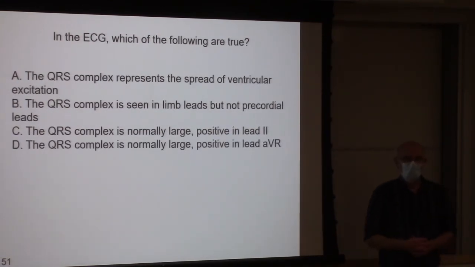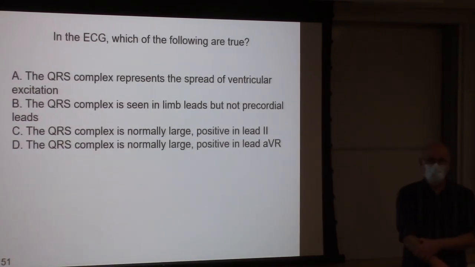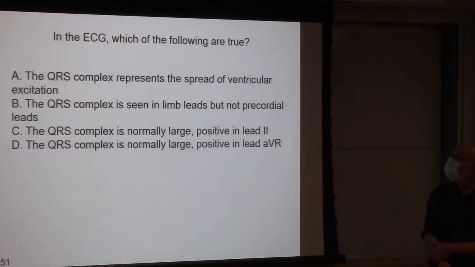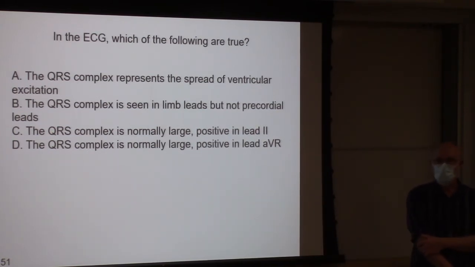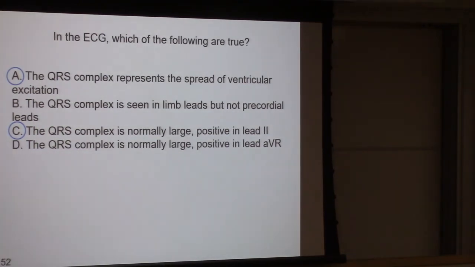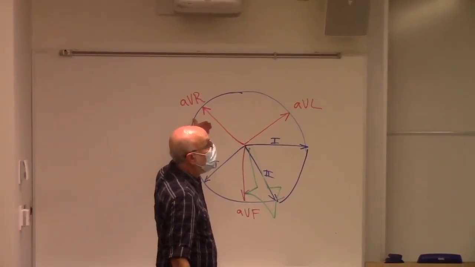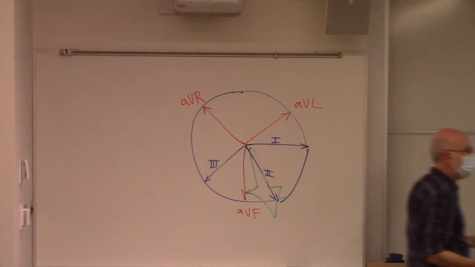Okay, let's do the next one. Again, in the ECG, which of the following are true? Okay, show me your answers. I think it's the same set, it's A and C again. The QRS complex is normally something like this. So it's positive in 1, 2, AVF, it's negative in AVR, and it is seen in all the leads. It's the biggest signal, it's seen in all the leads.